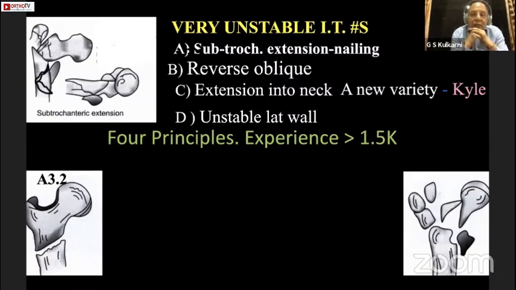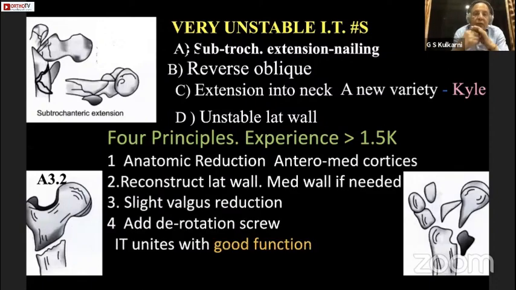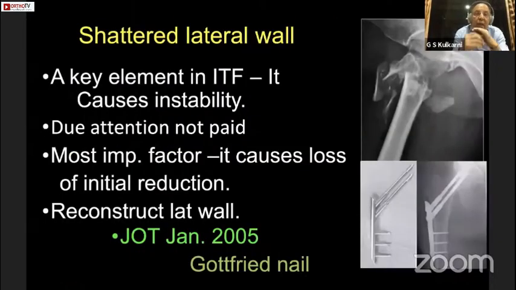During the last 15 years, we have had 1,500 cases, and that experience has evolved into 4 principles. The first principle is anatomic reduction with anteromedial cortices anatomically. Reconstruct the lateral wall and medial wall if needed. Slight valgus reduction is important. And now we are adding a derotation screw. These are the 4 principles that I feel the IT fracture will unite with good function.